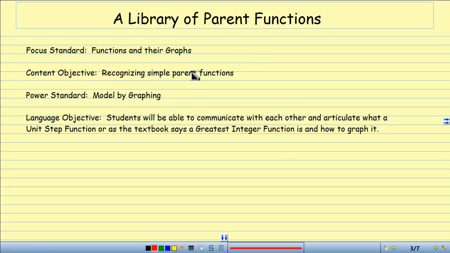So today we're doing section 1-6, called a library of parent functions. Our focus standard is functions and their graphs. Our content objective is recognizing simple parent functions. Parent functions are functions that things stem from, the basic version of a function. Power standard: you are going to model by graphing. And our language objective: you're going to be able to communicate with each other and articulate what a unit step function, or as the textbook says, the greatest integer function is and how to graph it.